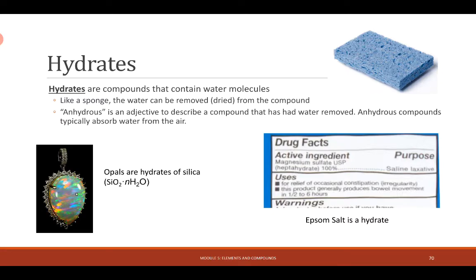If you're familiar with your gemstones, opals are actually hydrates of silica, which is SiO2, silicon dioxide. And that has a varied number of water molecules as part of the structure. Epsom salt is another example of a hydrate. So if you go to the pharmacy section and buy Epsom salts for salt baths or whatever, you can look at the packaging and it says magnesium sulfate heptahydrate. Epsom salts can also be used as a laxative.